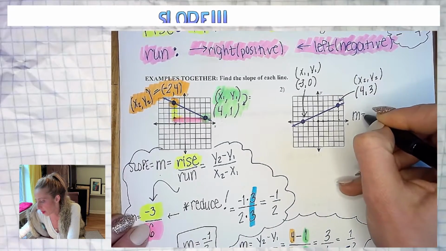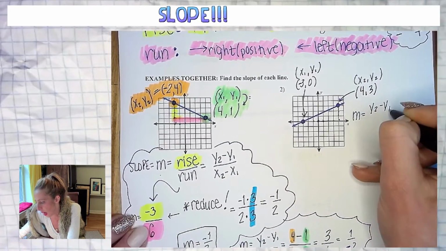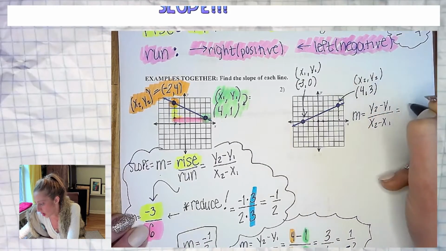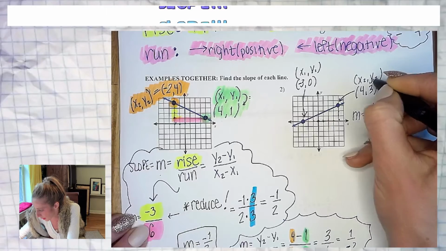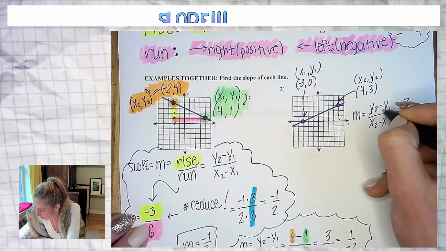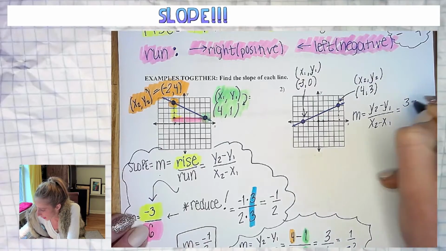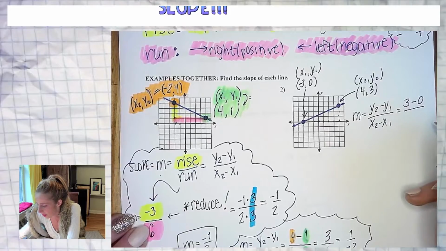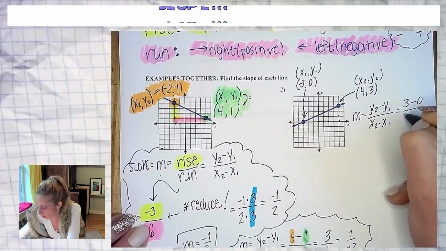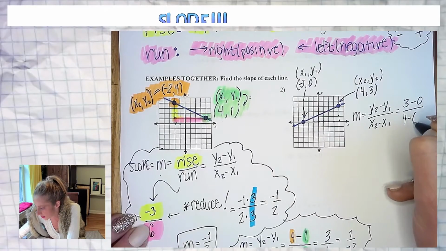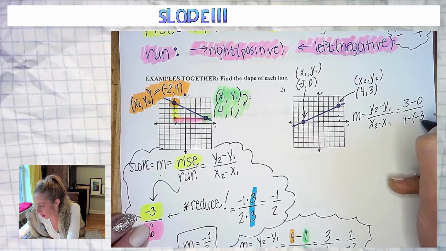Formula, M equals Y goes up high in the sky. Y2 is 3. Maybe put a little tail on your Y because it starts to look like X's, you know? So I should do that myself. 3 minus 0. I will go back and color it in a minute. And then X2 minus X1. All right, minus -3.